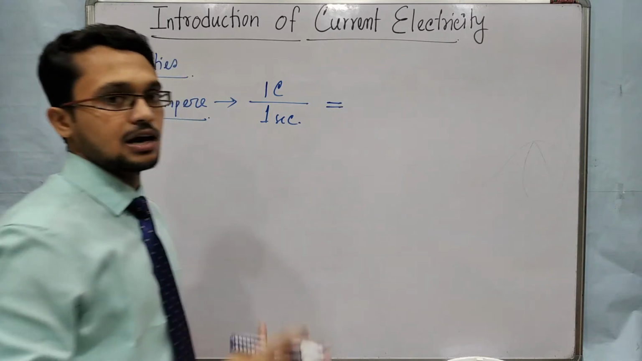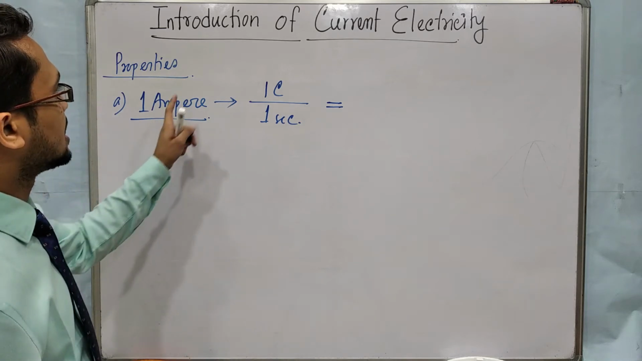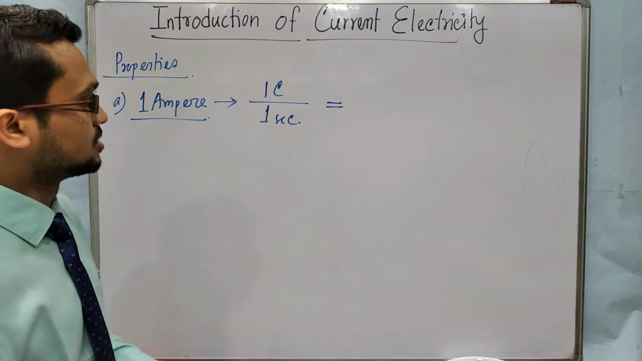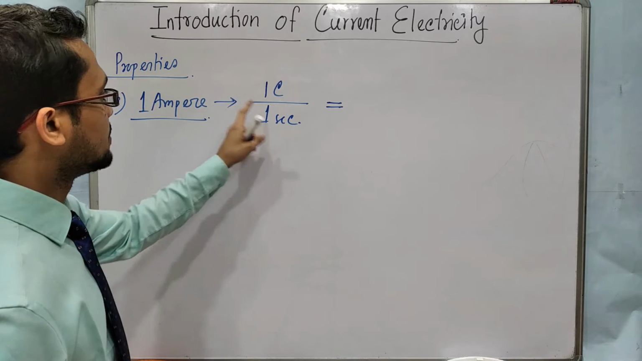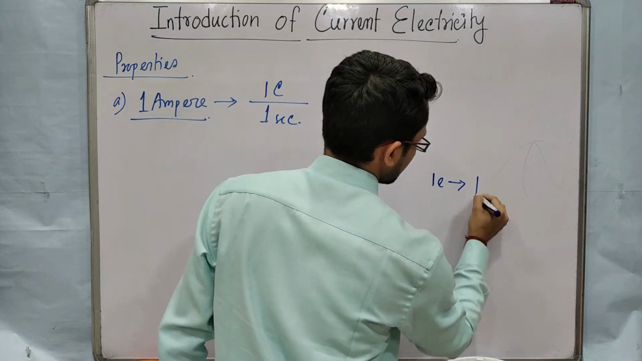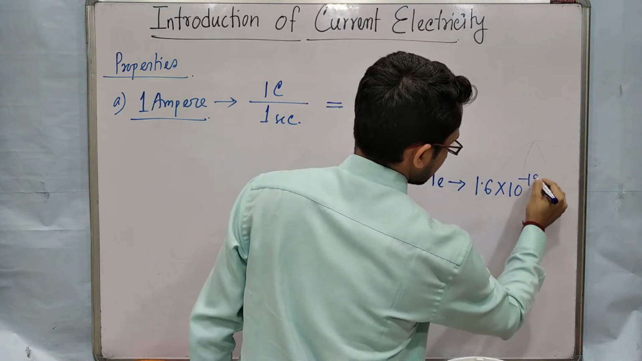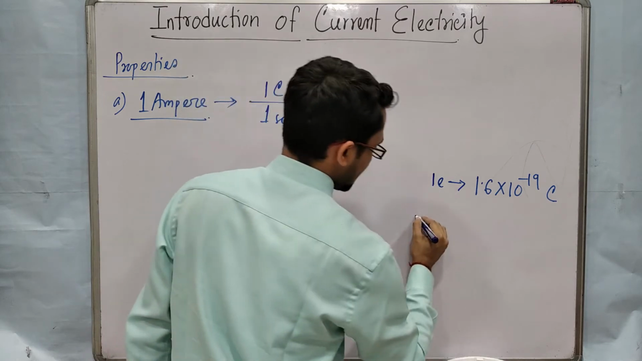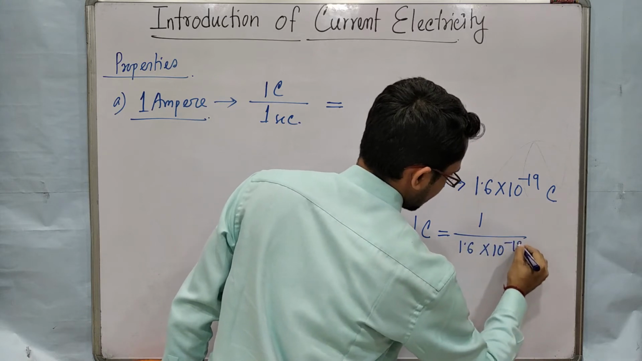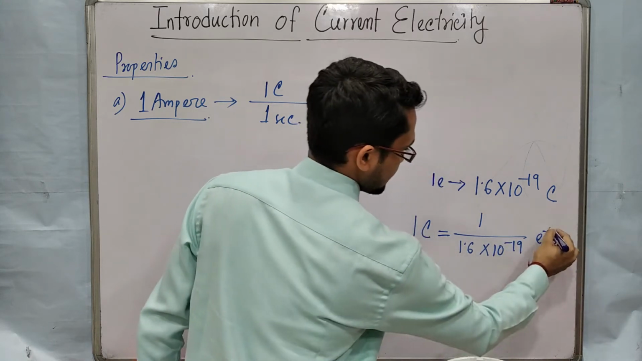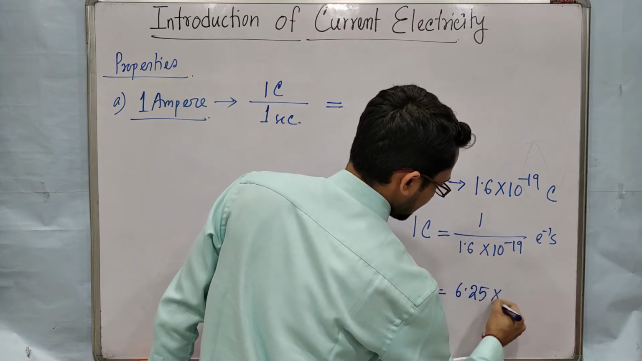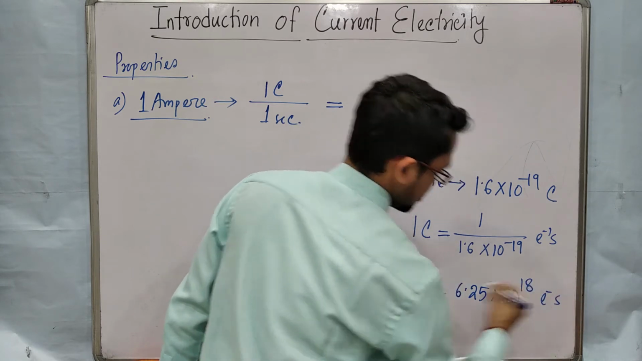Now 1 coulomb means how many electrons? Charge flowing, that means which charge can flow inside any metal, that is free electrons. You all know, I hope. So how many electrons can flow in 1 second? One electron means 1.6 into 10 to the power minus 19 coulomb. Now 1 coulomb means 1 by 1.6 into 10 to the power minus 19 electrons. If you divide this, you will get almost 6.25 into 10 to the power 18 electrons.